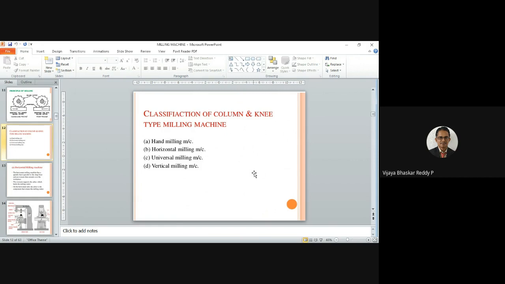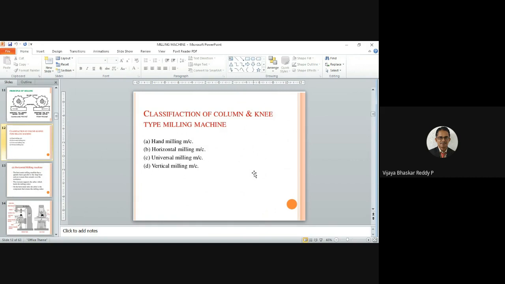And the general classification is column and knee type of milling. We have many broad classifications of milling machines, and we are going to consider column and knee. One is the hand milling machine, the horizontal milling machine, the vertical milling machine, and the universal milling machine, right? Based on the column and knee positioning, we are going to classify them.